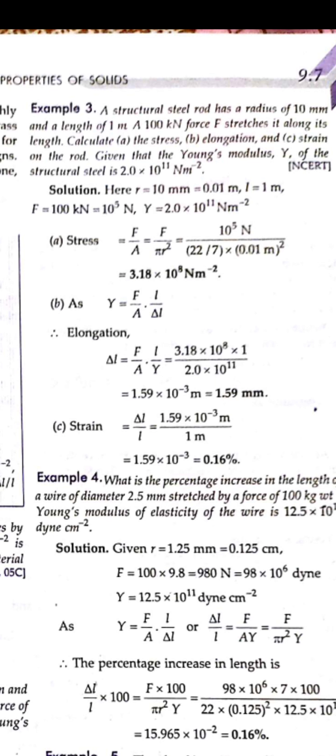Similarly in the last question also, it was 0.159 into 10 to the power minus 3. So 3 digits will move. So it will be just similar to that of the 0.16.